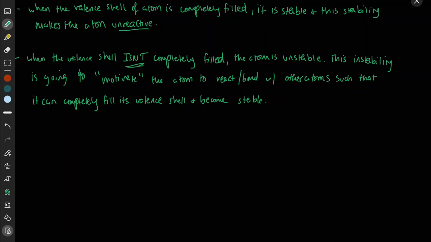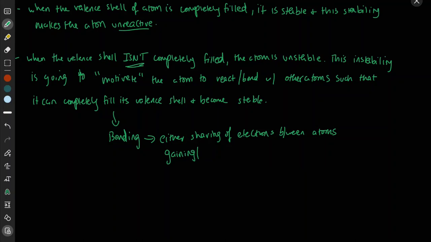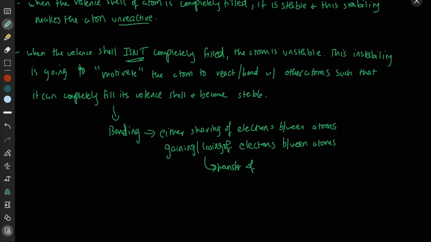And this process of acquiring stability is done through bonding, right? So bonding is either the sharing of electrons between atoms or the gaining/losing of electrons between atoms. In other words, a transfer of electrons between atoms. And this is going to set us up for part 2 of lecture 2, where we're going to talk about reactions and bonding.